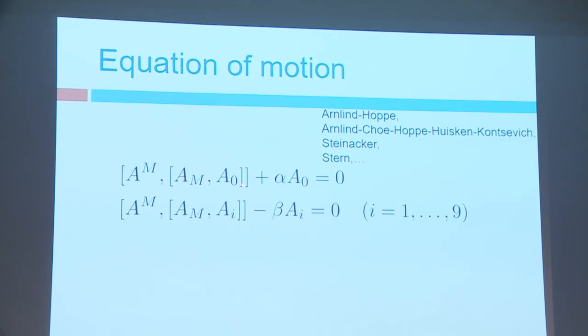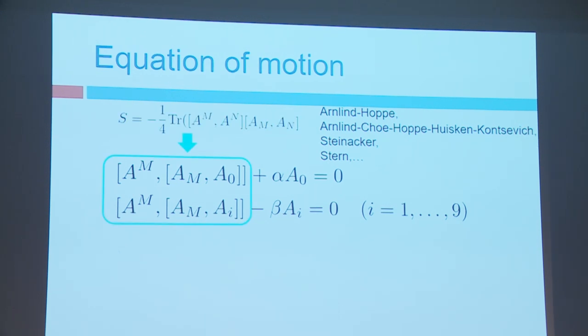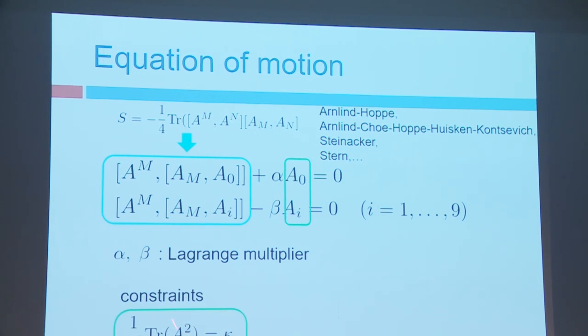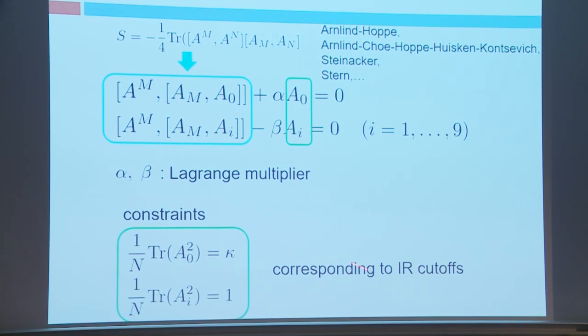Now let us solve the equation of motion, which takes this form. It contains the double commutator, which has been discussed in this workshop. This term comes from the bosonic part of the action. Capital M runs from 0 to 9 here, and i runs from 1 to 9 here. This part comes from the constraints, and alpha and beta are Lagrange multipliers. These constraints correspond to the infrared cutoff.